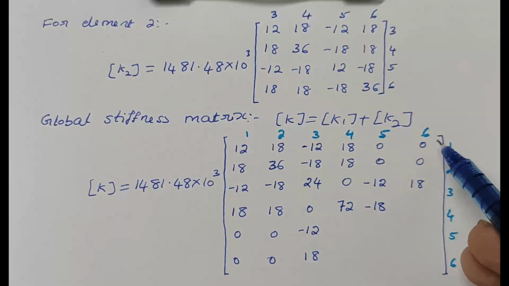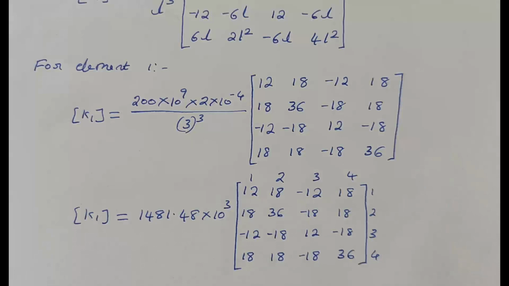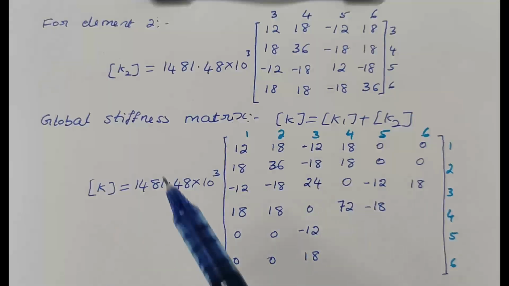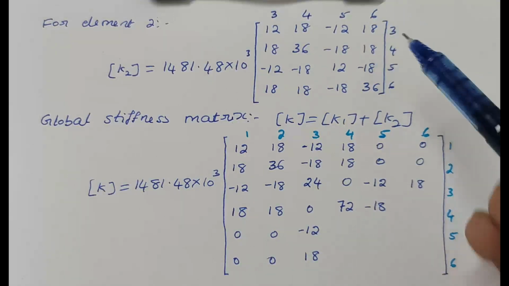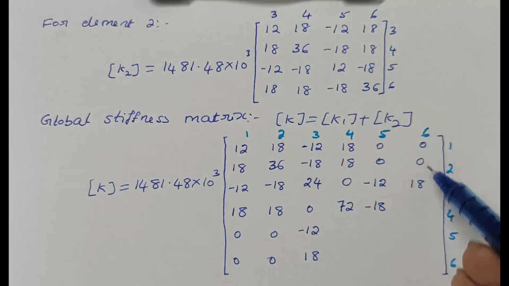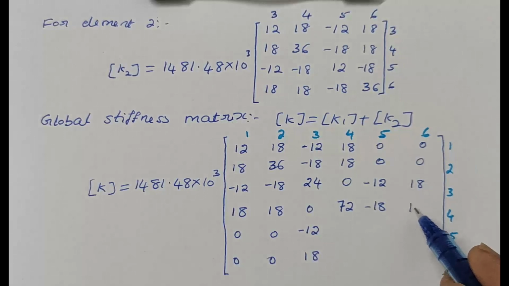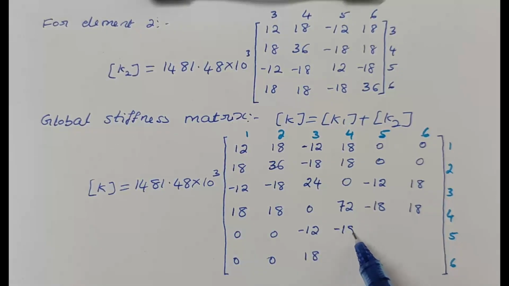Next, we need element corresponding to 6 and 4. In K1, no element corresponding to 6 and 4. But in K2, we have element corresponding to 6 and 4, that is 18. Therefore, here element corresponding to 6 and 4 becomes 18. Next, due to symmetry, we can write the fourth column. It is minus 18 plus 18.